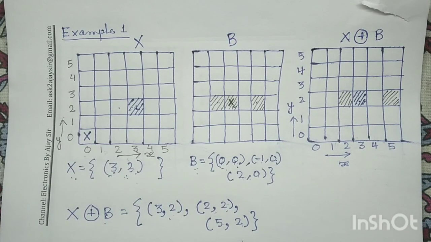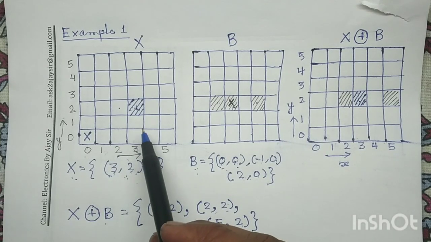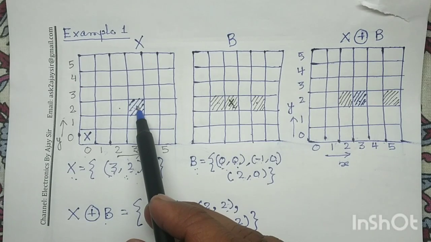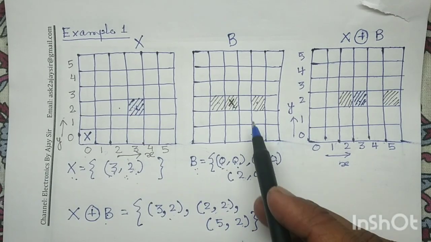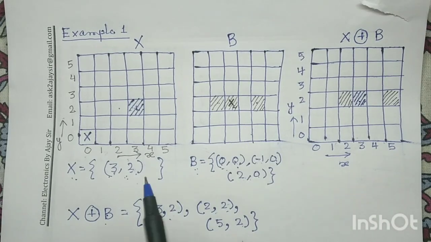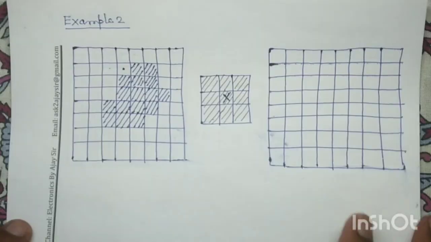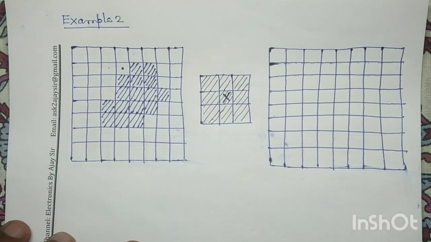This method is applicable if you have a limited number of points, or very few points, in the input image set x. Similarly, if the structuring element b has very few points, you can use this vector addition method and get the result of the dilation operation. What will happen if the input image has multiple pixels like this?